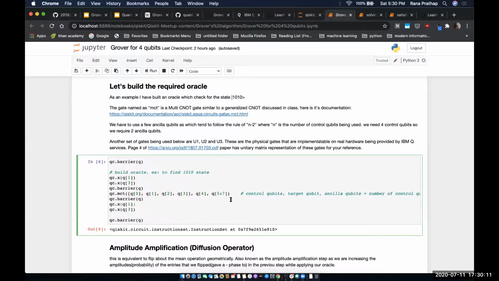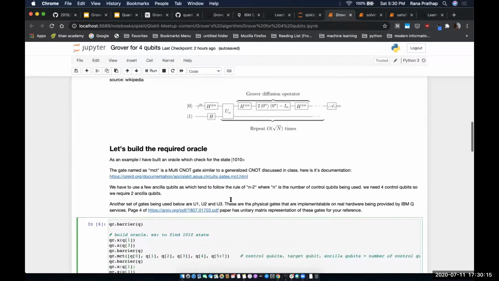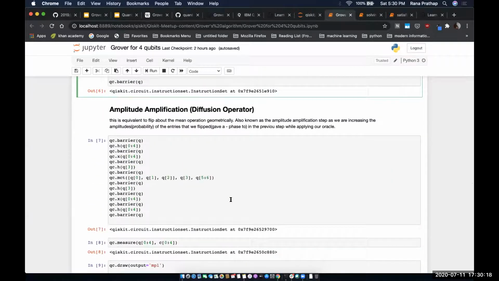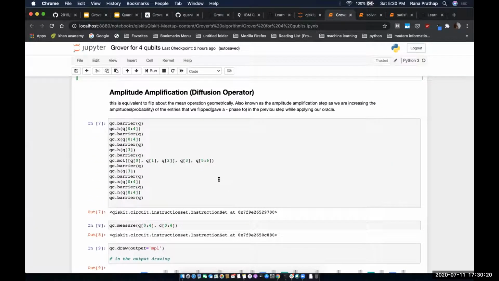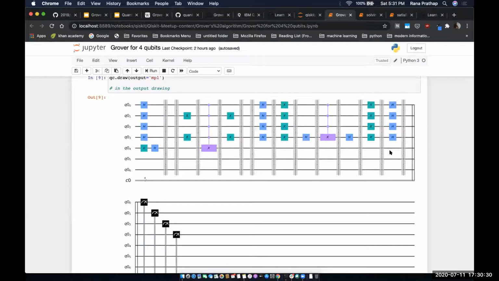Okay, so coming back to it, we build the oracle, and then we do the diffusion operator, which is nothing but applying all the H, all the X, then an H, multi-controlled Z. You can look at it right here. From over here till here, that is your diffusion operator, which will improve the probability of those specific states which have a minus, and that will do the circuit for you.